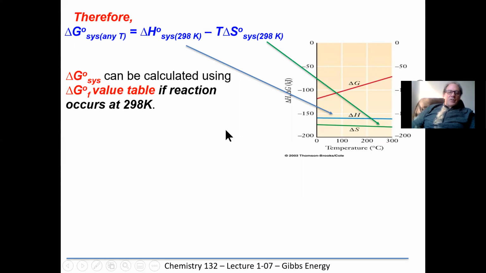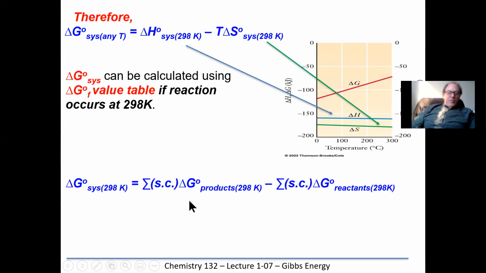So if delta G system can be calculated using delta G formation values, the reaction has to be at 298 K. You cannot use the Gibbs energy table for temperatures other than 298. You have to assume when you use those values in the table, they only work for temperatures at 298. For calculations involving a different temperature, you have to use this equation and plug the temperature into the equation.